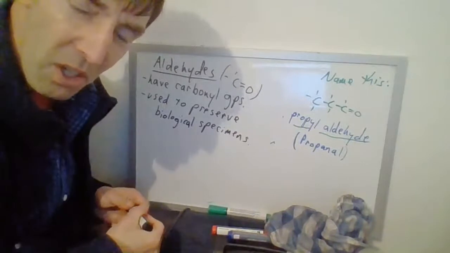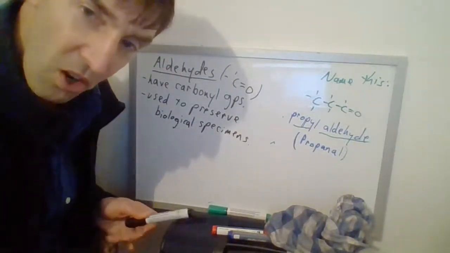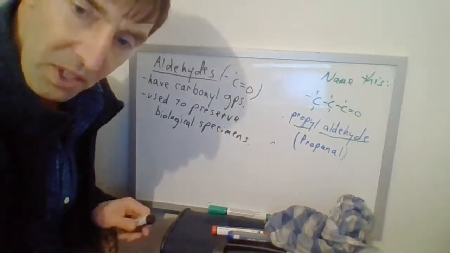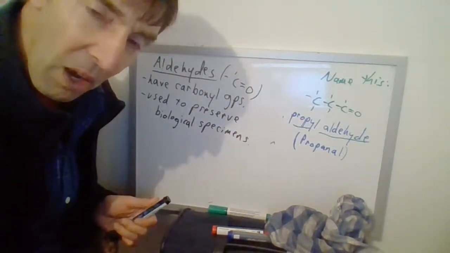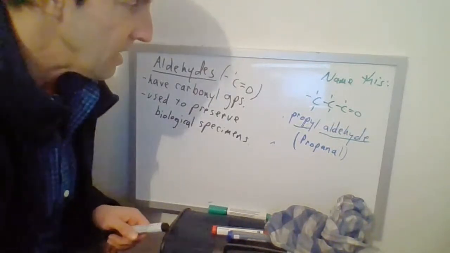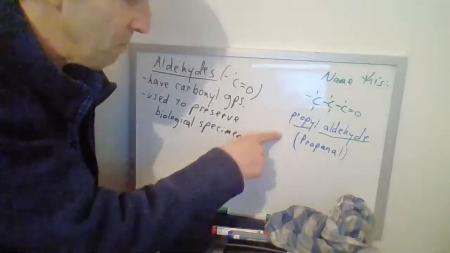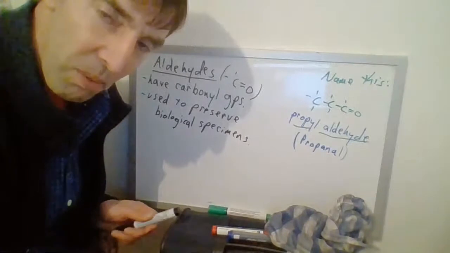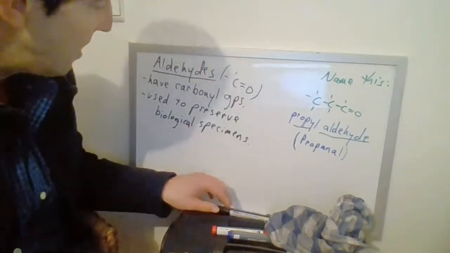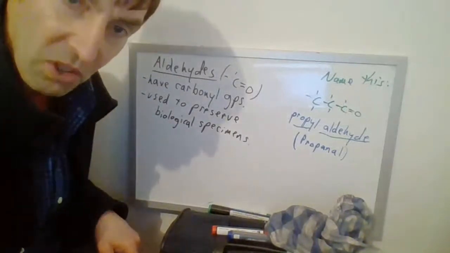Mr. Lee might have some critters in jars, and they probably have some sort of aldehyde keeping them in there, okay? They used to use formaldehyde. Formaldehyde is methylaldehyde, but they found it causes cancer. So probably Mr. Lee is not using formaldehyde anymore because that causes cancer. That's all you need to know about aldehydes, okay?